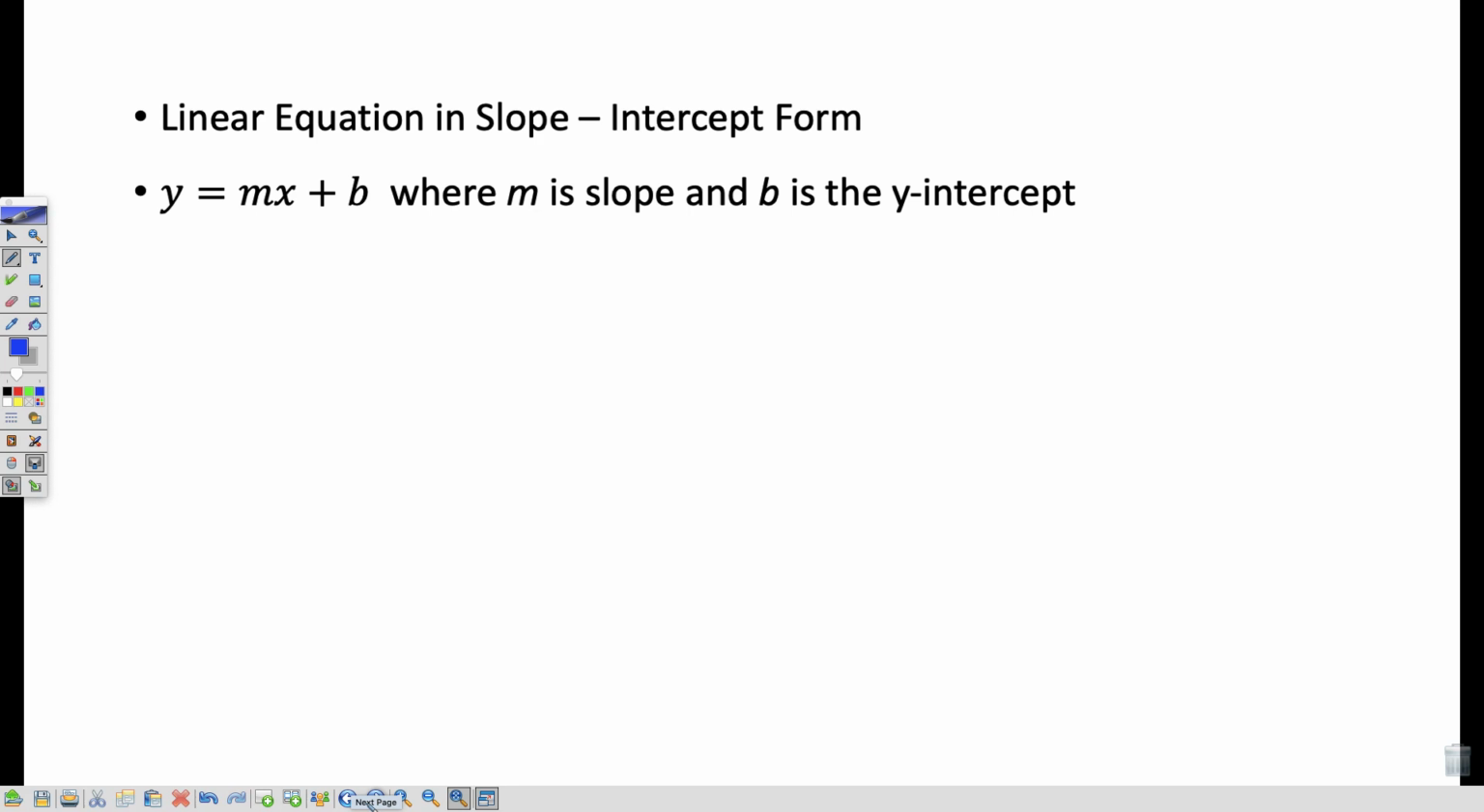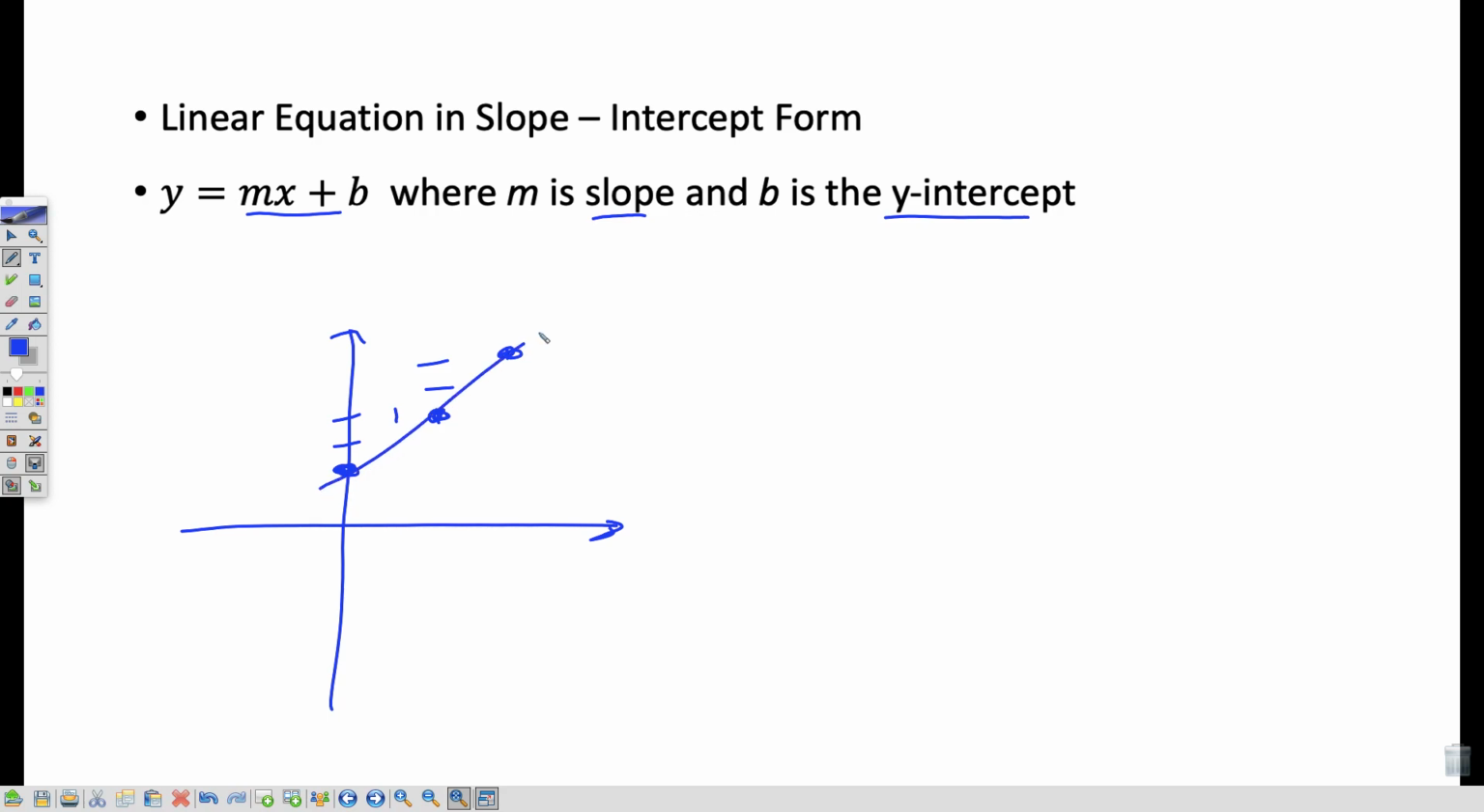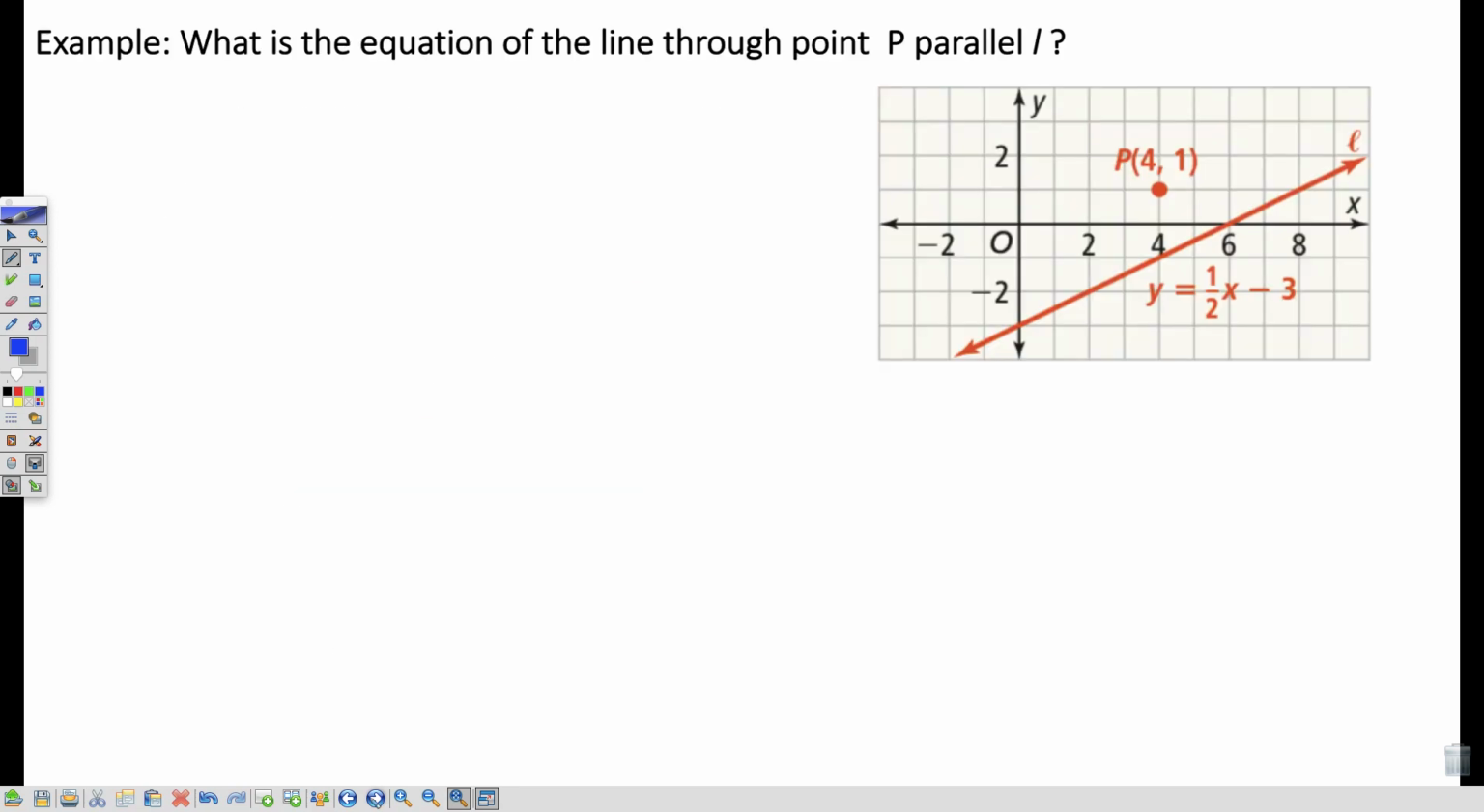Okay, here's your linear equation that you had on there. The slope-intercept form is y equals mx plus b, where m is the slope and b is the y-intercept. And if we were to plot a point, we would plot the y-intercept, yes? And then count the slope, and connect the dots. Okay, so we are going to be writing these equations also.